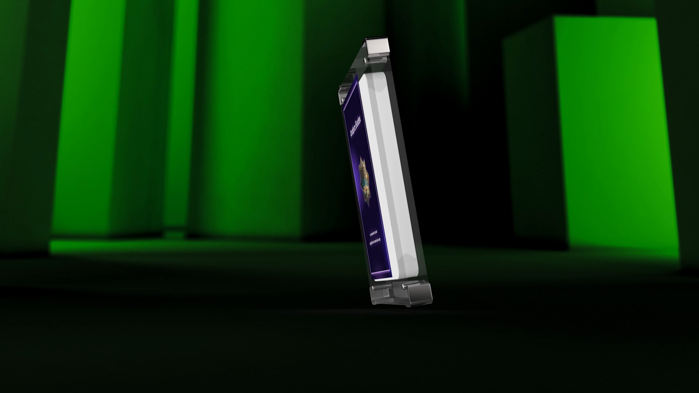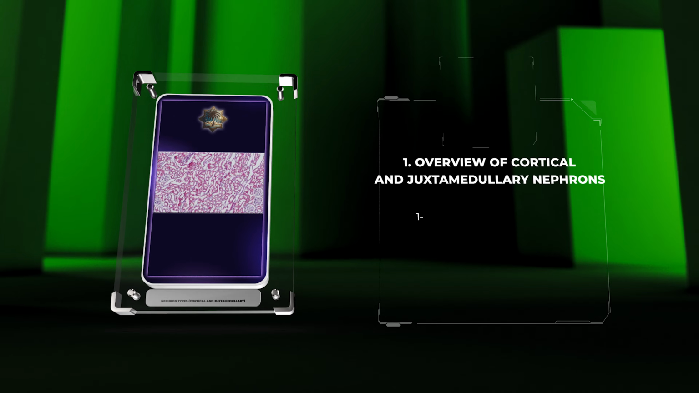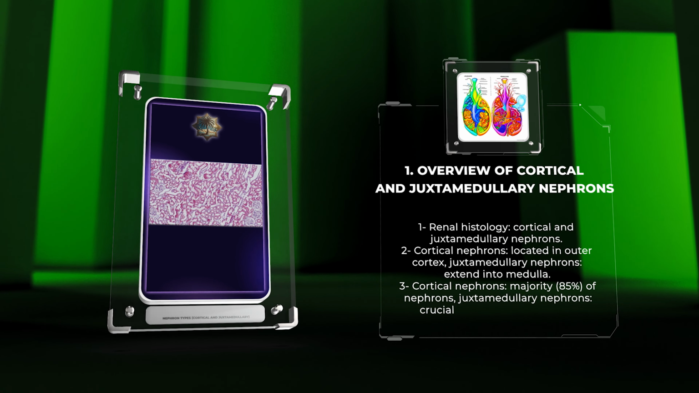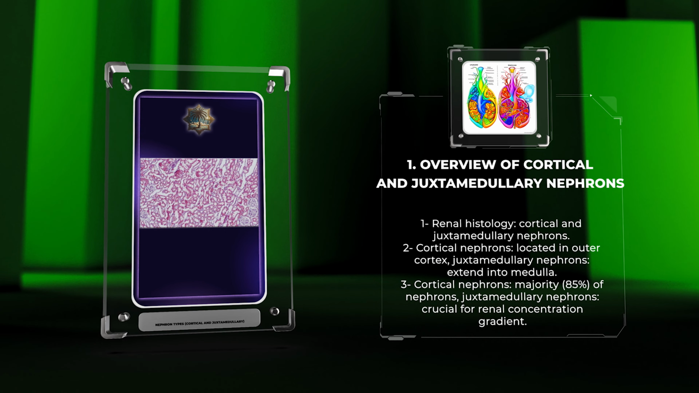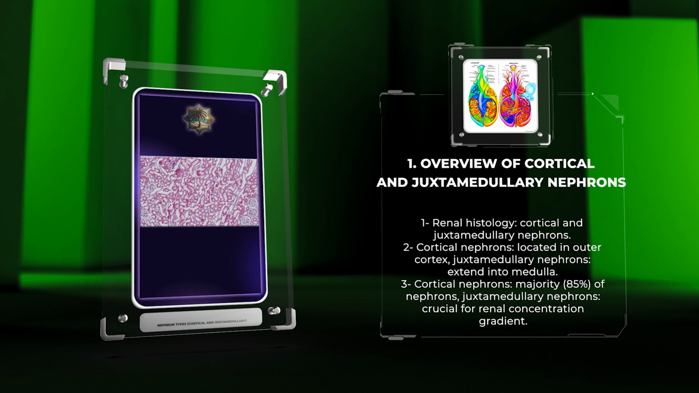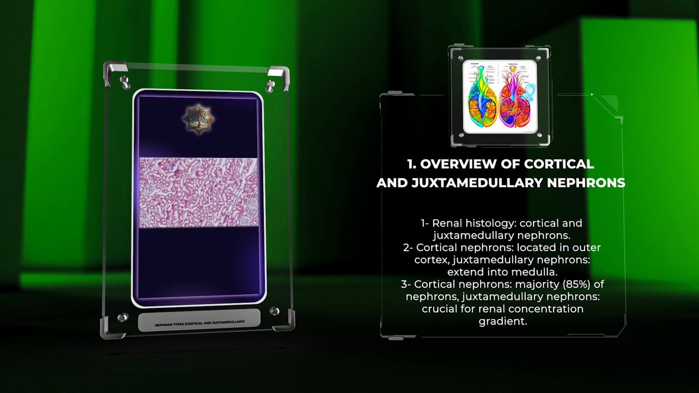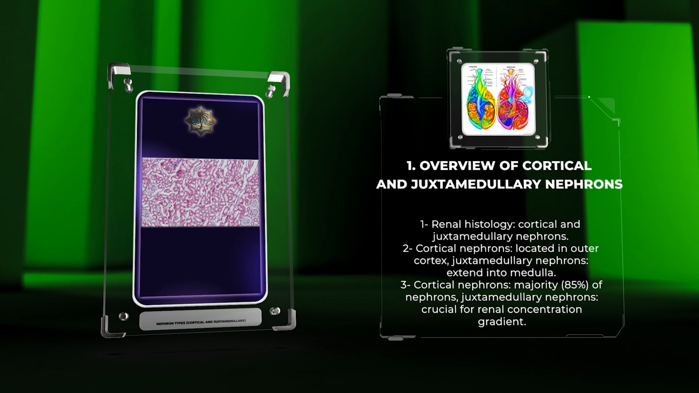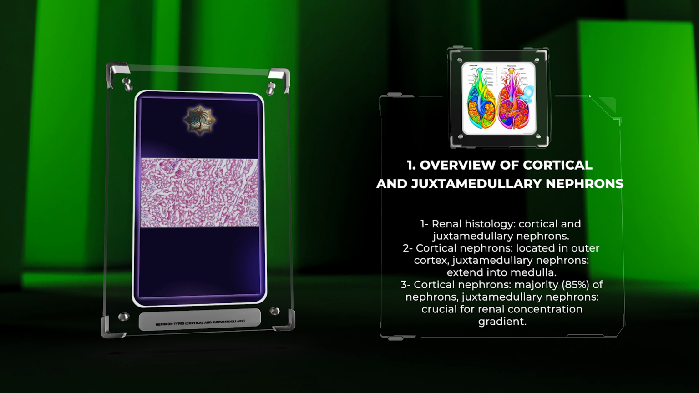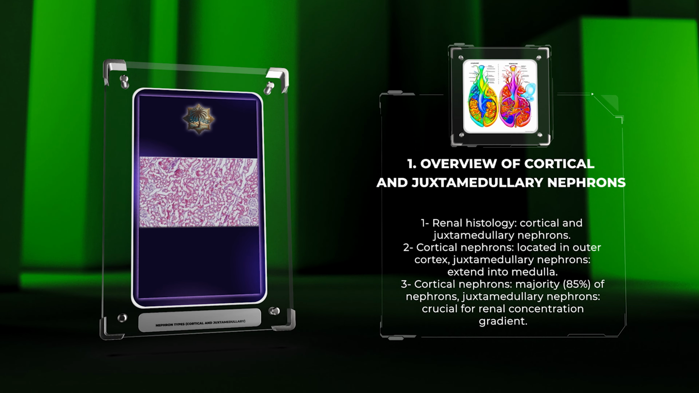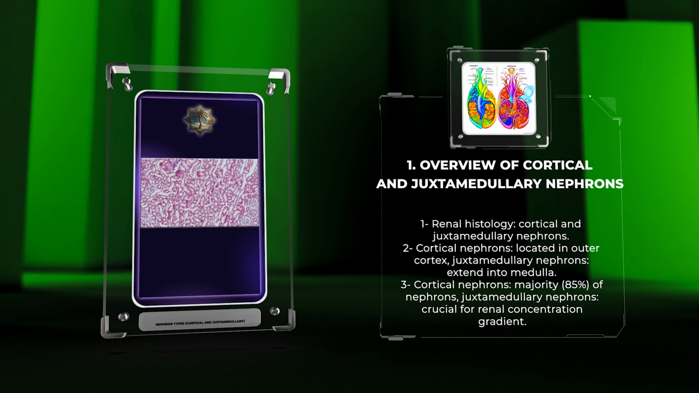To understand renal histology, we must first grasp the concept of cortical and juxtamedullary nephrons. Cortical nephrons are primarily located in the outer cortex of the kidney, whereas juxtamedullary nephrons extend deep into the medulla. These two types of nephrons differ in their respective roles and anatomical features. While cortical nephrons make up the majority, around 85%, of nephrons, juxtamedullary nephrons play a crucial role in establishing and maintaining the renal concentration gradient.